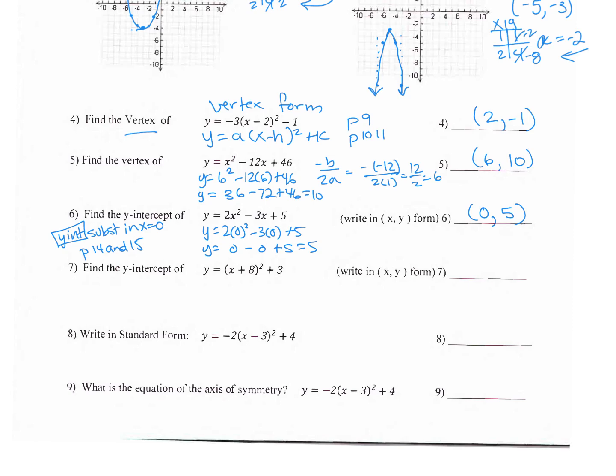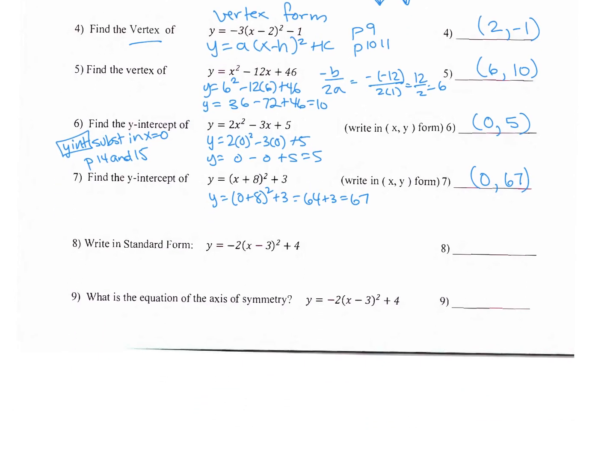Let's do the next one. Now this is in vertex form, so it's a little different. I get 0 plus 8 squared plus 3. 0 plus 8 is 8. 8 squared is 64. 64 plus 3 is 67. So when x is 0, my y value will be 67.